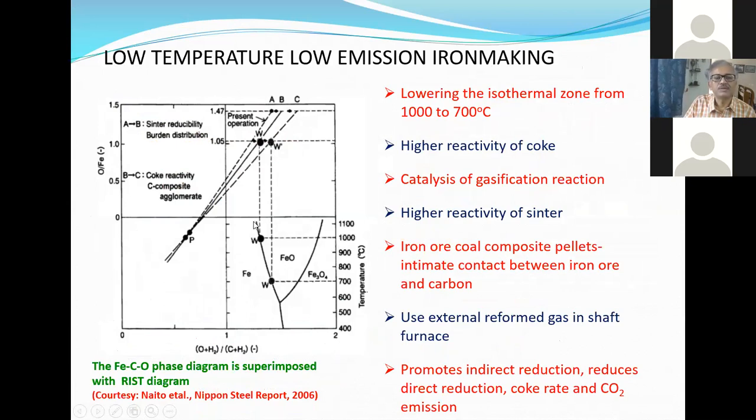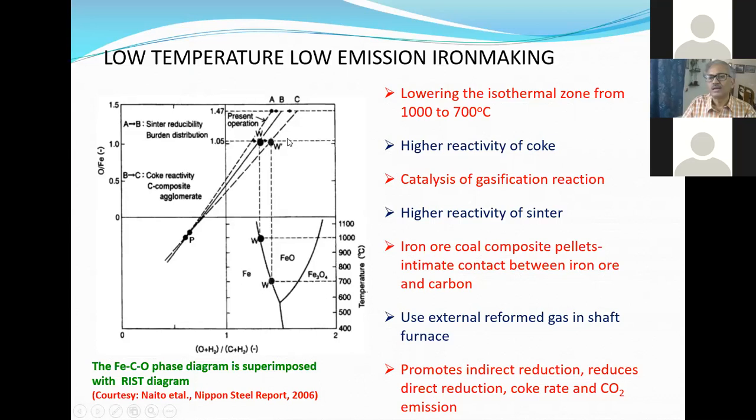This diagram is called the FeO phase stability diagram. People usually show it horizontally, as you can see in books, but here I have shown it in a vertical way to accommodate the HIS diagram. The HIS diagram is basically based on heat and material balance.